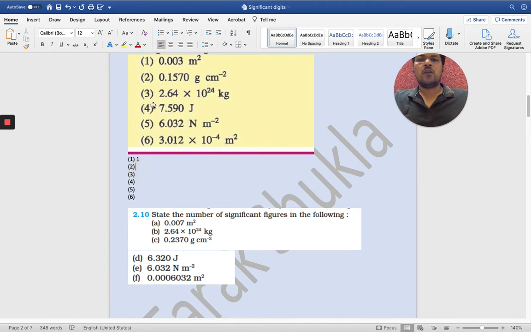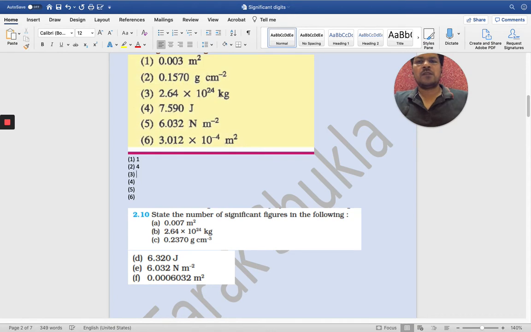In the second one, we have 0.1570. It might be of any unit; we are not bothered about the unit. The previous zeros are not part of our significant journey, but the last zero is, as per our rules. So we have a total of 4 significant digits. So our answer would be 4.